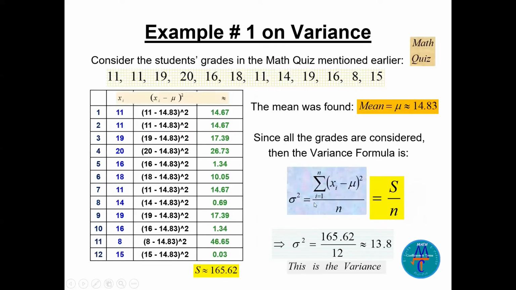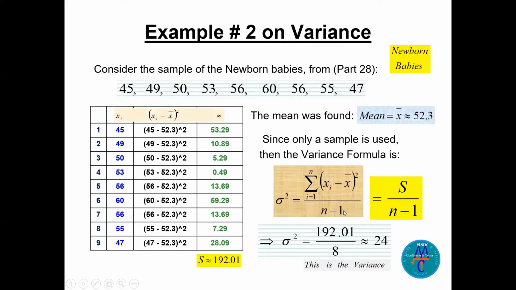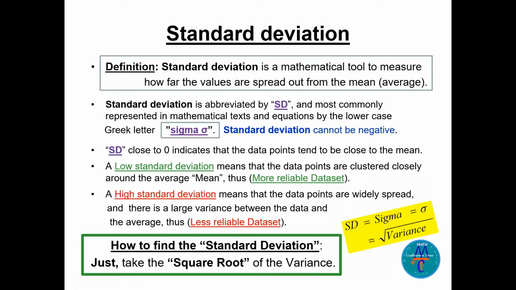Remember, in the math quiz, we divide by N because we are using the whole population in the class. So 192.01 divided by 8, we get approximately 24. This is sigma squared, and this is the variance. Standard deviation is the most important. Standard deviation is a mathematical tool to measure how far the values are spread out from the mean.